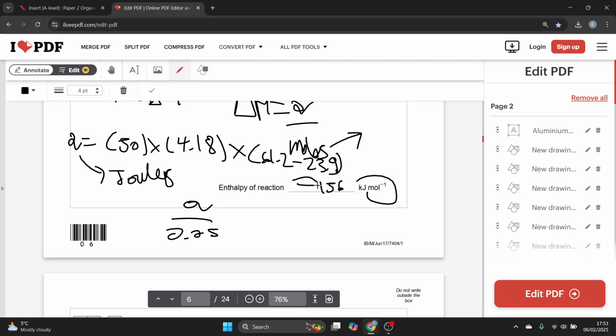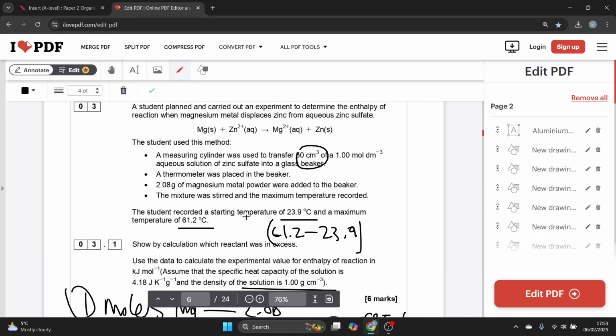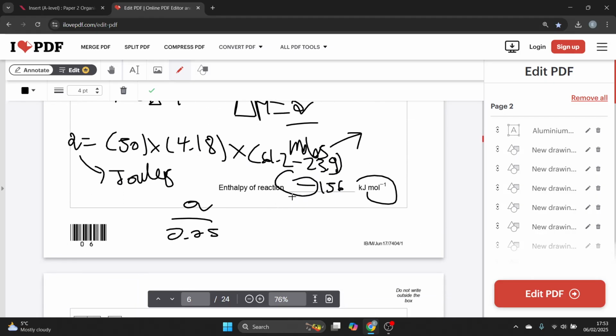But the reason I add this negative sign is because if I look at this, the starting temperature of that, the maximum temperature of that, what happens to temperature? Temperature increases. And what does that tell me? Exothermic reaction.